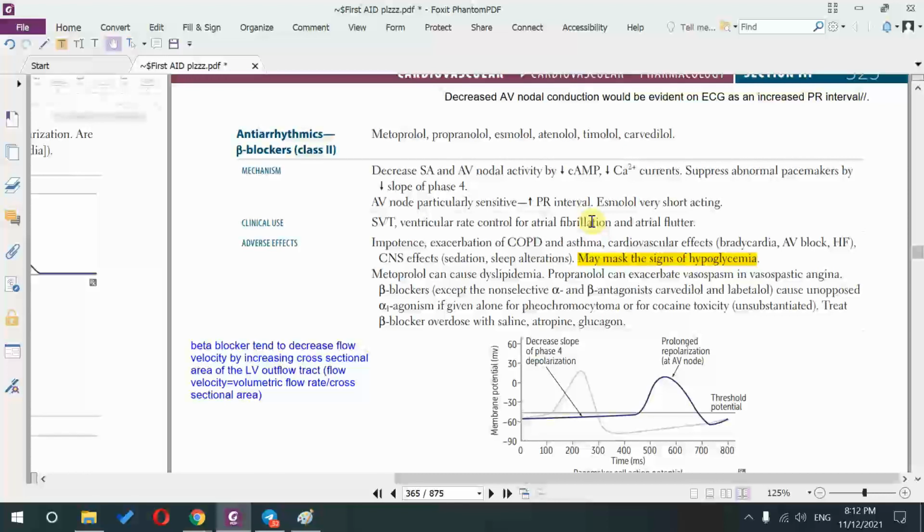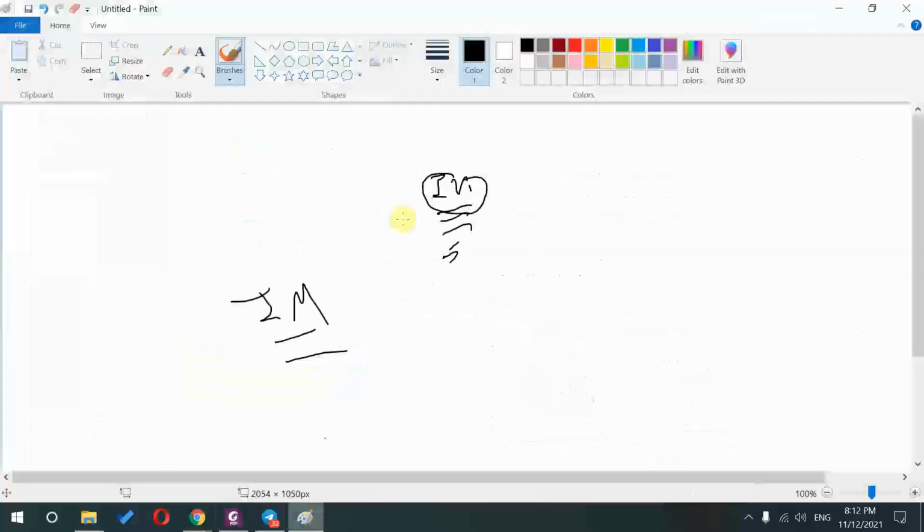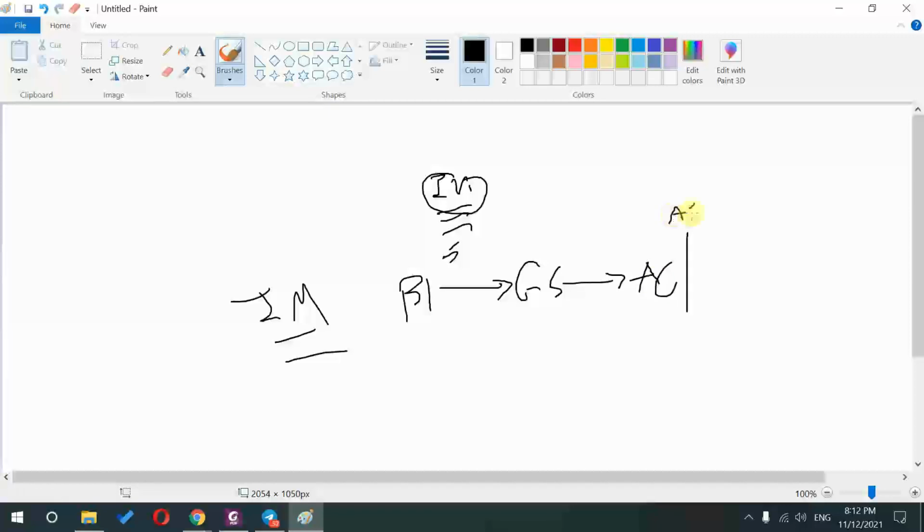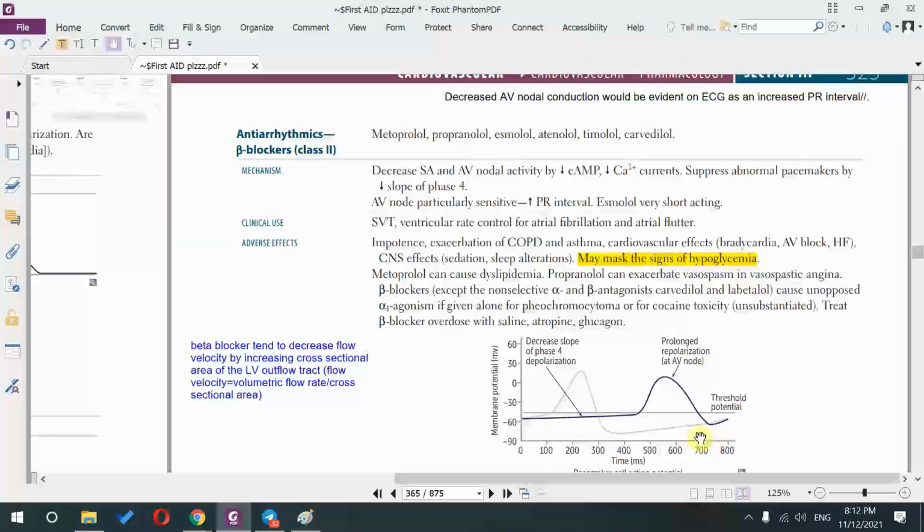Cyclic AMP, yes, ATP will be increased because, like we said, beta 1 leads to activation of Gs, which leads to activation of adenylate cyclase, which converts ATP into cyclic AMP. So if you have a beta blocker, you have less Gs, less adenylate cyclase, more ATP, less cAMP. So you can see here less cAMP and less calcium current.